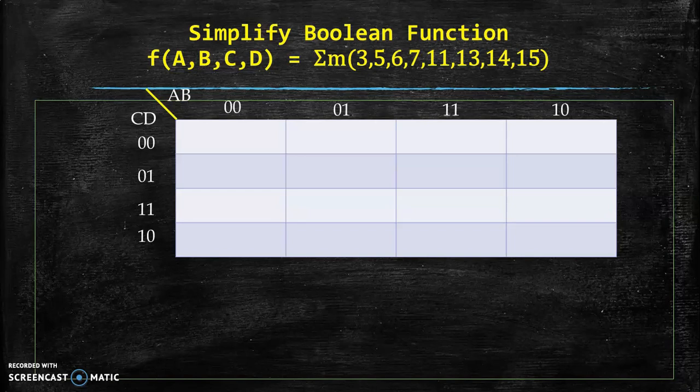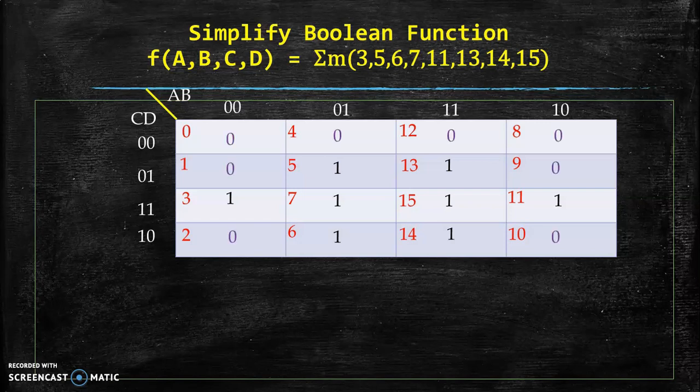We have to write the decimal number in each cell. So we can write from 0 to 15. We have to notice the change: 8, 9, 10, 11 like this. So this is important. Now the next step is to write ones in each cell for the given minterms. So we have been given 3, 5, 6, 7, 11, 13, 14 and 15. So we have written ones in all the cells for the given minterms. In all other cells we have to write 0.